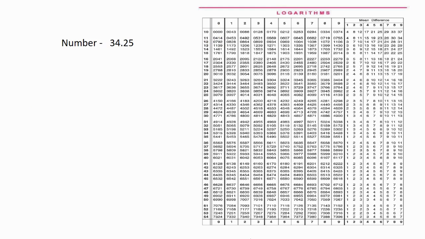Now my given number is 34.25. Let's find its characteristic and its mantissa. See students, the given number 34.25 is greater than 10 and less than 100. Hence, it is a two-digit number. So 2 minus 1 gives me 1 as the characteristic. Let's find the logarithm value of the given number 34.25. Now see, I find 34.